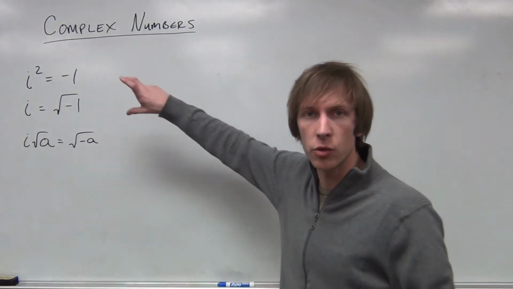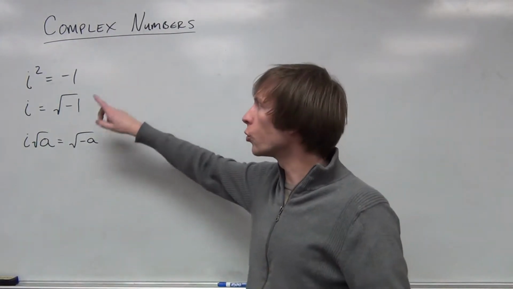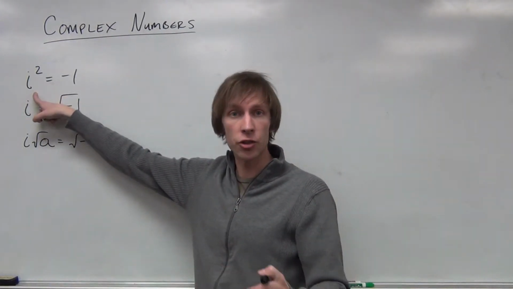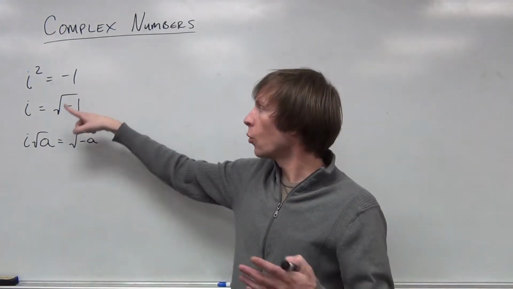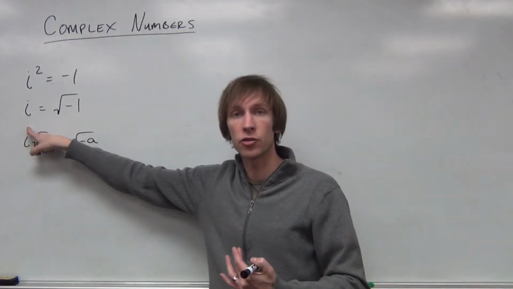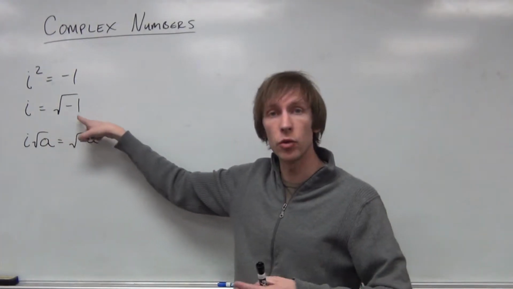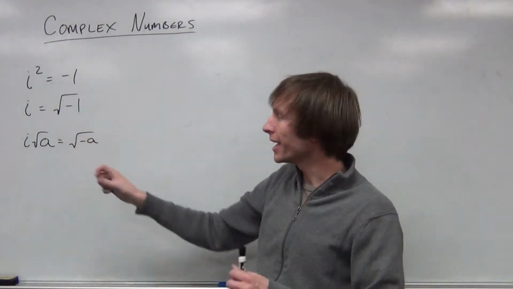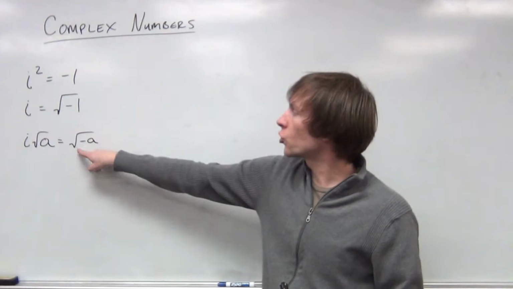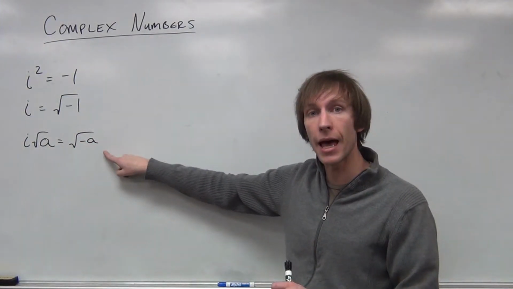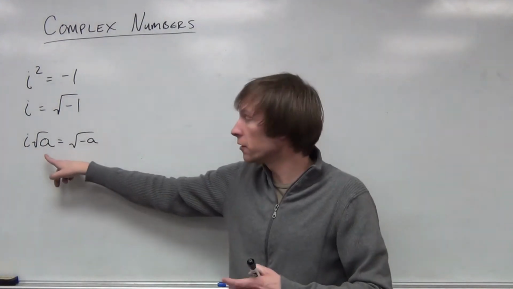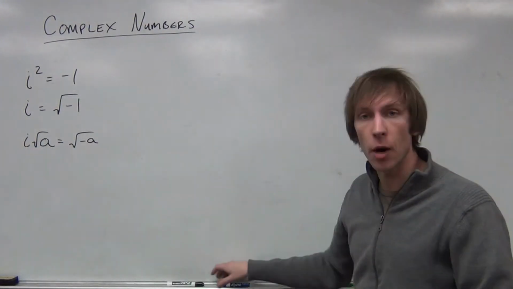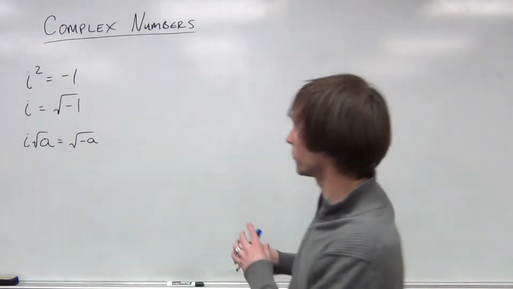The first property that you need to understand is: what if there were a number i such that when you squared it, you got -1? Or another way to put that, what if there was a number i such that it equaled the square root of -1? In algebraic terms, the square root of a negative number -a is equal to i times the square root of a.